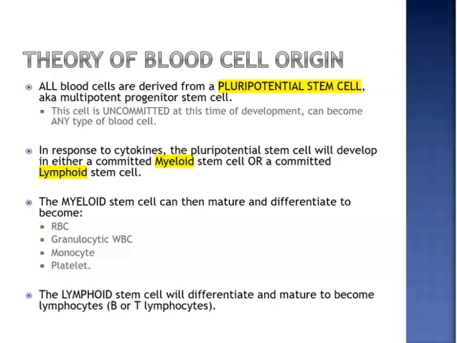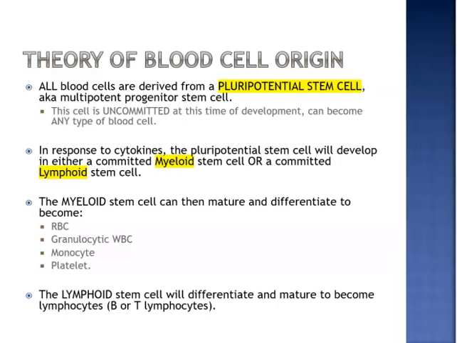Before we move on to the second bullet on this slide, let's first define what cytokines are. Cytokines are substances that are produced by cells that stimulate other cells to produce things or tasks. So keep that in mind.